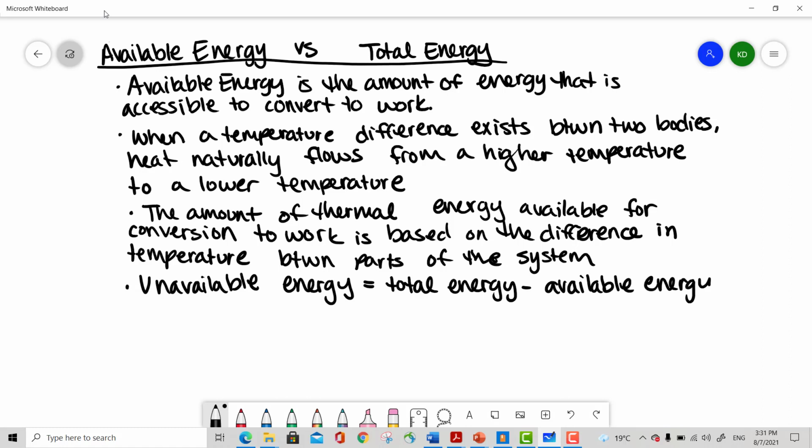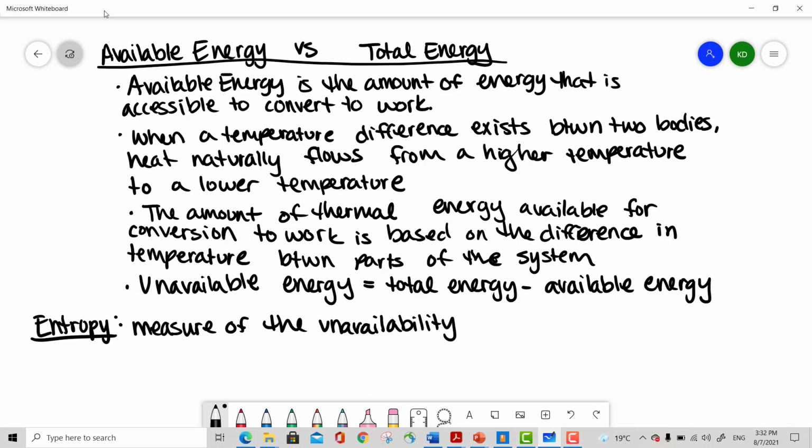I know that's a no-brainer, but it is important to note. And why it's important to note the unavailable energy is because the unavailable energy is our entropy. So right here is where we can loosely define it. I know it's going to take a lot more for everyone to really understand what entropy is, but it's the measure of the unavailability of energy.